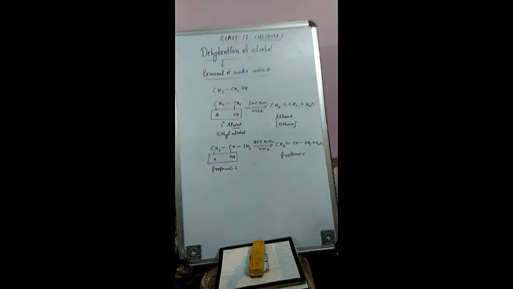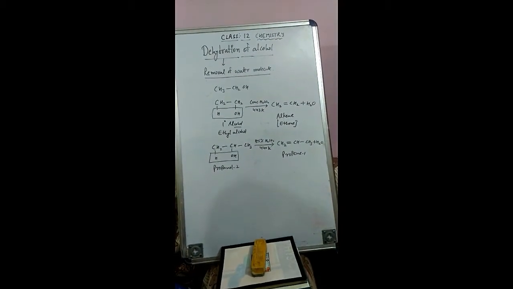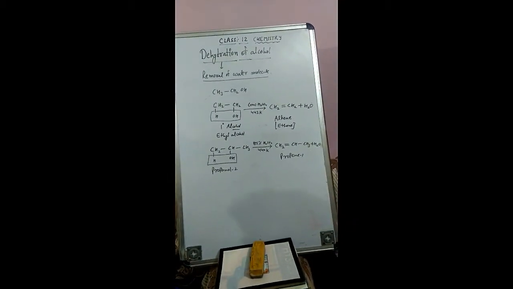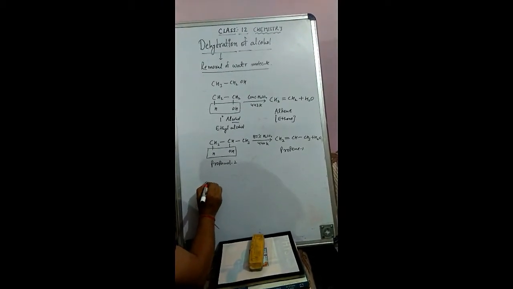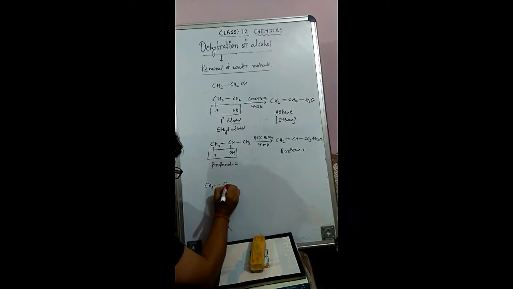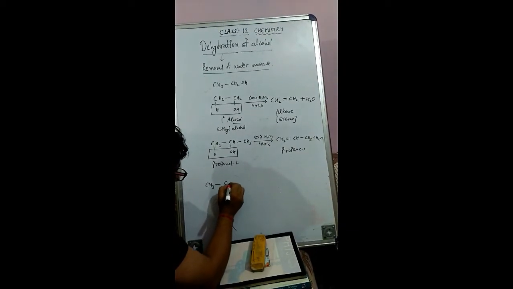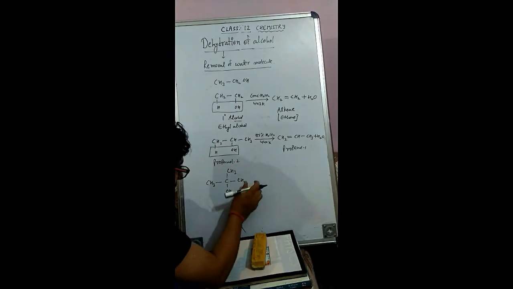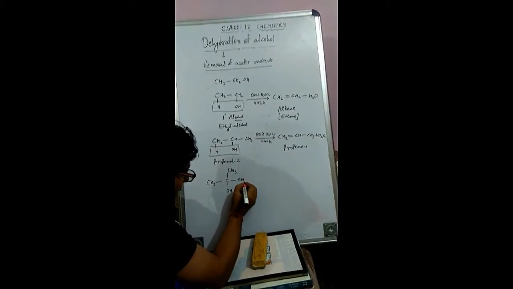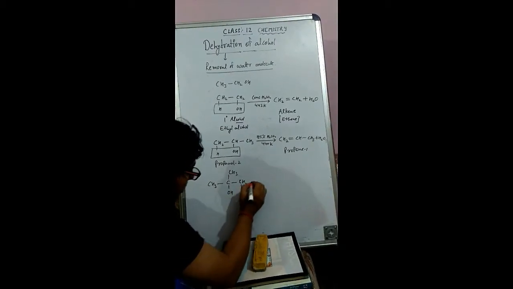Propanol 2 and propene 1. As it is, I can take the tertiary alcohol. So the tertiary alcohol is CH3-C(OH)-CH3 with another CH3. This CH3 I can write in this way: CH2-H.